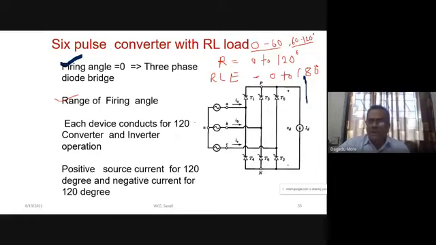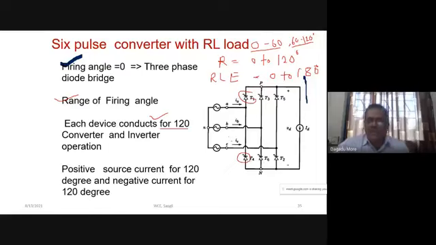Now we have shown that for RL with continuous conduction, or R with continuous conduction, and RLE, each device conducts for 120 degrees. T1 conducts for 120 degrees. T4 conducts for 120 degrees.